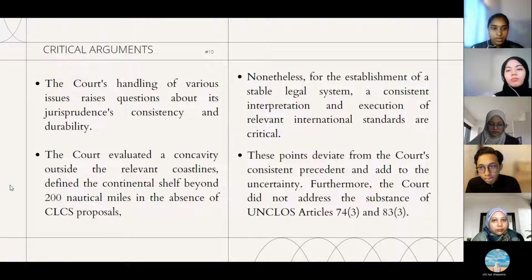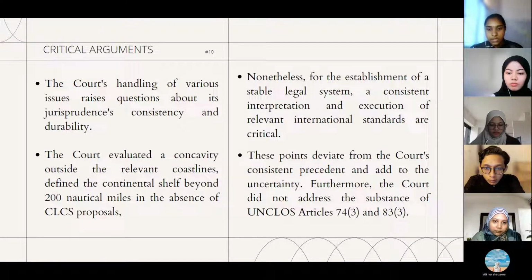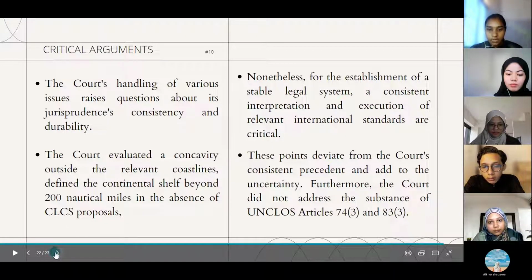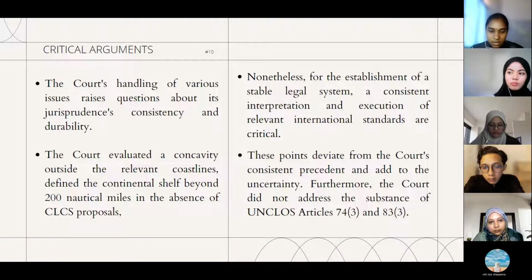So for the critical arguments, the court's handling of various issues raises questions about its jurisprudential consistency and durability. The court evaluated a concavity outside the relevant coastlines and defined the continental shelf beyond 200 nautical miles in the absence of CLCS proposals. Nonetheless, for the establishment of a stable legal system, a consistent interpretation and execution of relevant international standards are critical. These points deviated from the court's consistent precedents and add to the uncertainty.